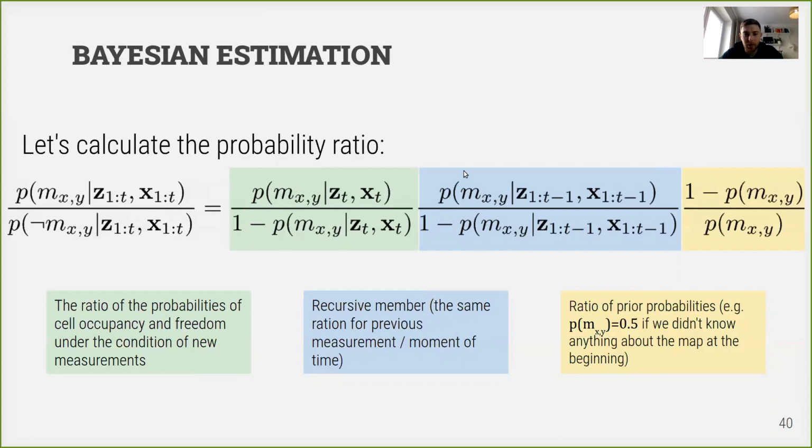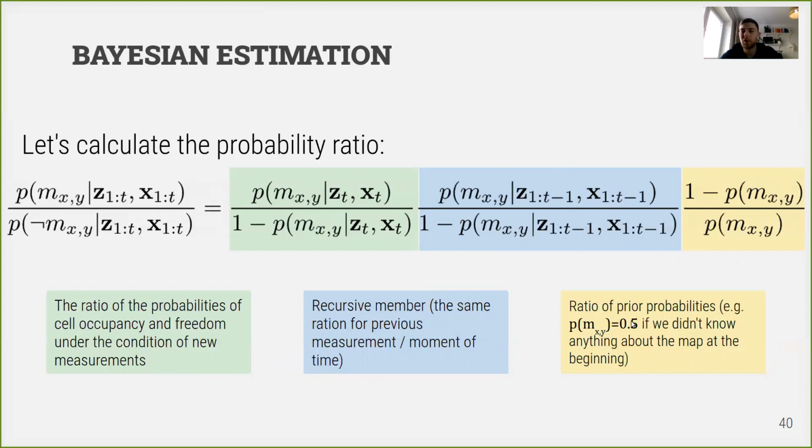The second member, you can notice that this is exactly the same, but for the previous moment of time. So this is a recursive member because in every algorithm step, we will have recursive members. So for previous time stamp or time moment. But those two are the same. You can notice that, right? And the third member is ratio of prior probabilities. So probabilities of map not depending on measurements or robot poses. So this is a prior probability of map being free or occupied. And this one we can choose.